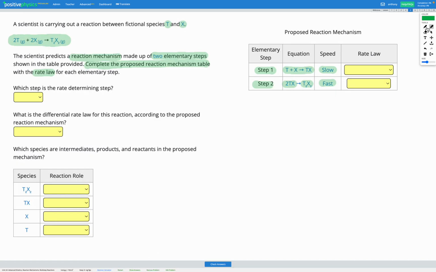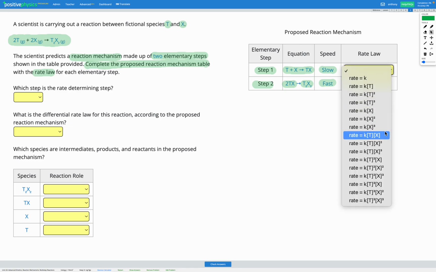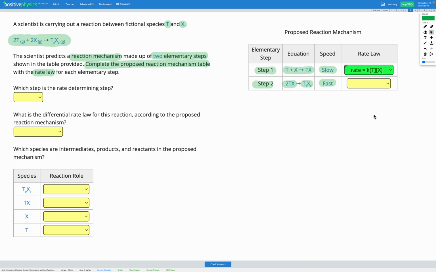So based on that, in step 1, we have one T and one X. So that means that our rate law is going to have the concentration of T to the power of 1, in other words, just the concentration of T, and the concentration of X to the power of 1, in other words, just the concentration of X. So that's going to get us to this rate law here. In step 2, we have two TX molecules combining together. So for our rate law for this, we've got two TXs. So it's going to be the concentration of TX squared. So that's going to be our rate law for the second step.